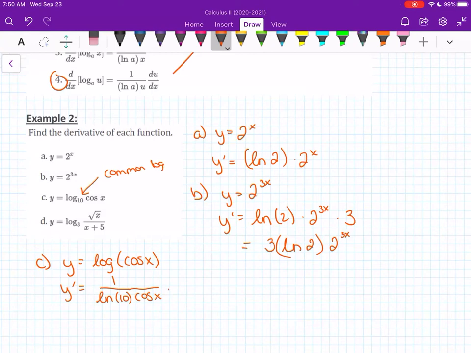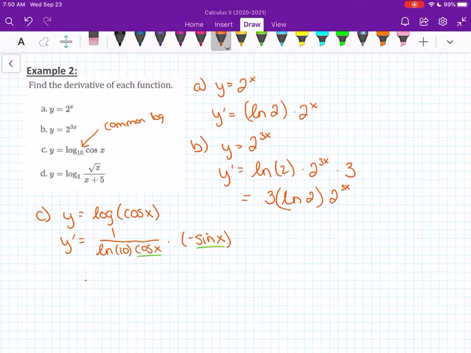And then chain rule, we want to take the derivative of cosine, which is negative sine of x. And then I'm going to go ahead and simplify and say, oh, look, I have sine over cosine. So I get tangent. So then I'm going to rewrite this as negative tangent of x over natural log of 10. Fantastic. And then my last example, I'll do it over here.